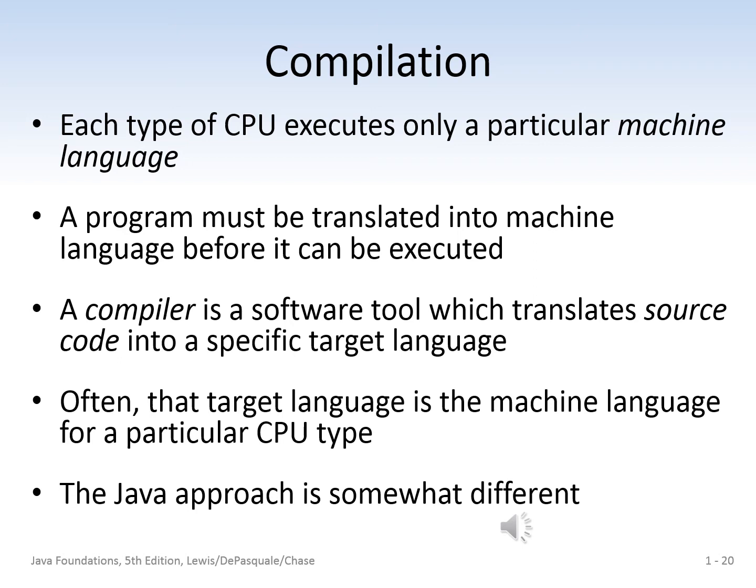It's a software tool which translates the source code in a specific high-level programming language into a specific target language. Now, this is almost always the case. Unfortunately, or fortunately, it's not how Java works. All too often, the target language is the machine language for a particular CPU type. The Java approach is somewhat different in that it is architecture neutral, and involves an extra step, which we'll get to next.